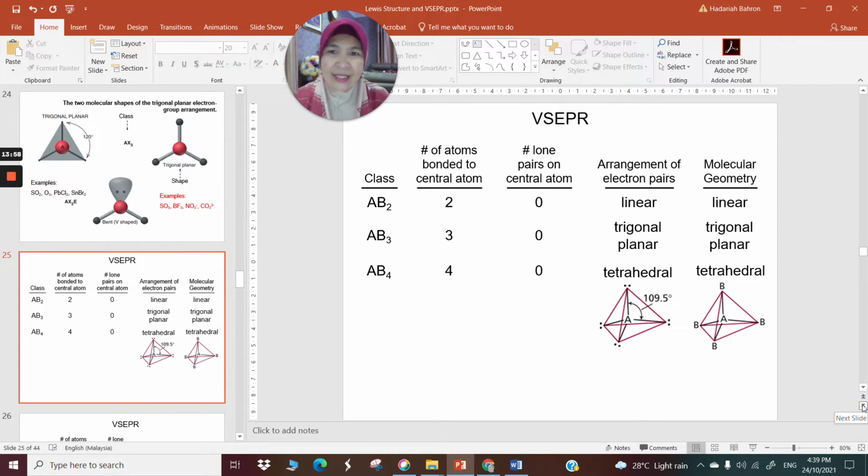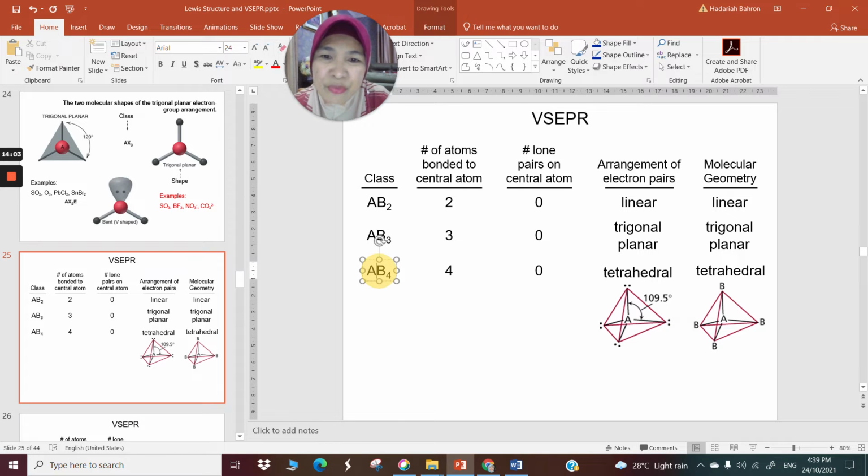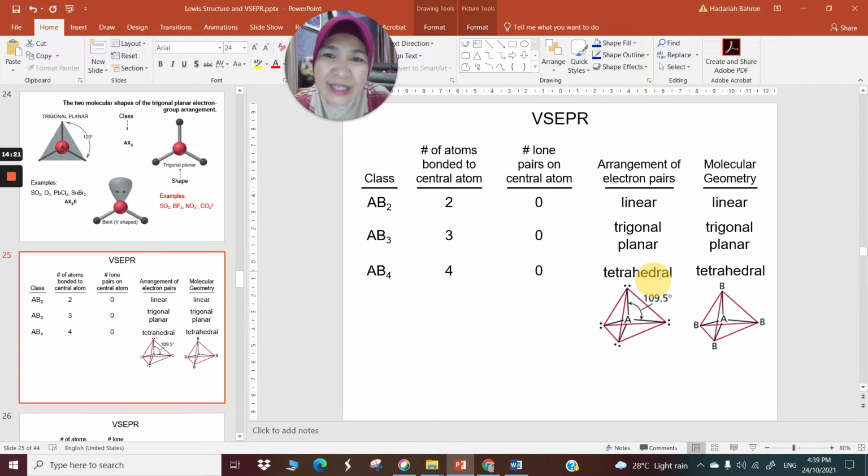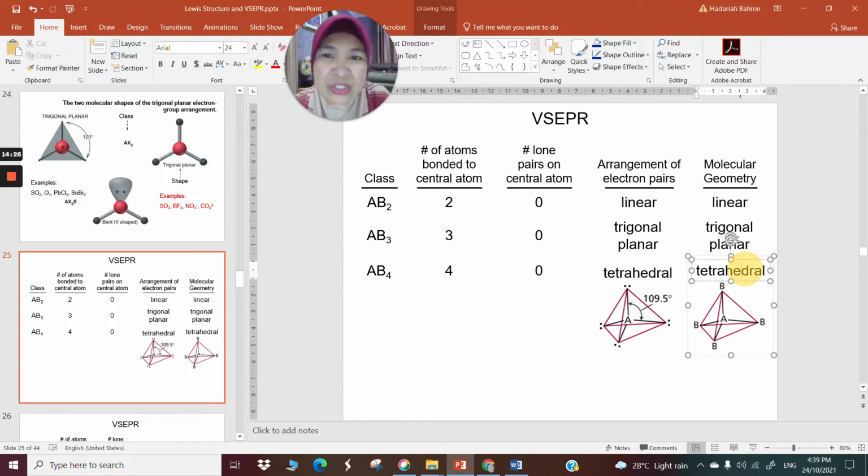Now, the third class of molecule is of the kind AB4. 1 central atom with 4 different atoms attached to it. There are 4 atoms bonded to the central atom with 0 lone pairs of electrons. The arrangement of the electron pairs is tetrahedral, and the molecular geometry of that molecule is obviously tetrahedral.